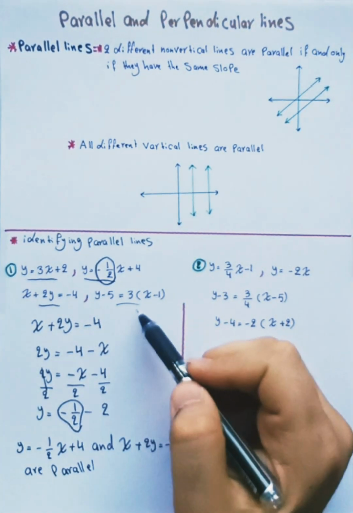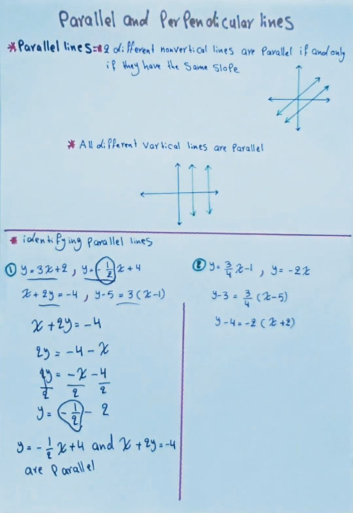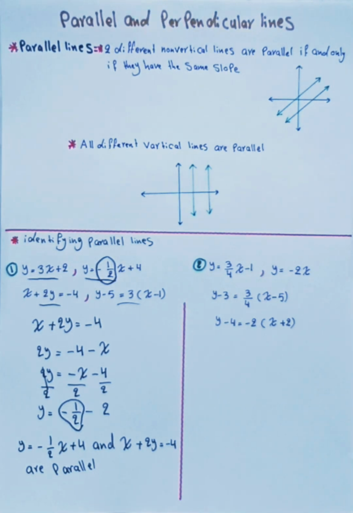But these two lines have the same slope. This is 3 and 3, but they are not parallel lines. They are the same line. These two lines are the same line.